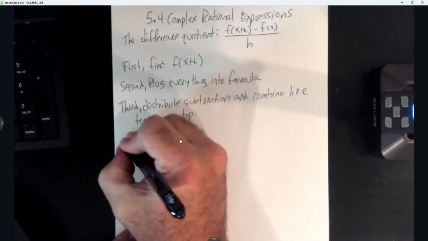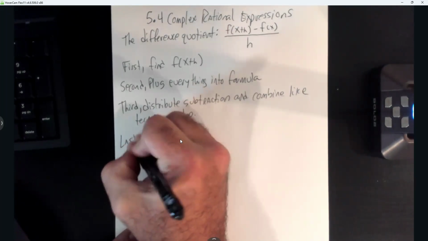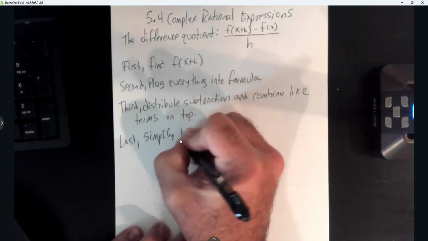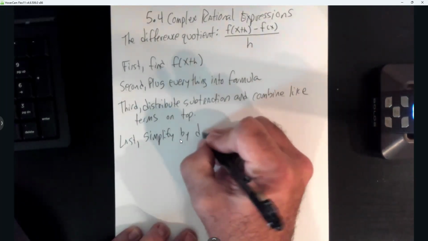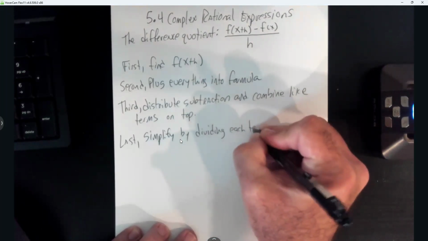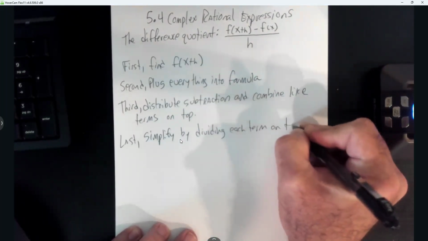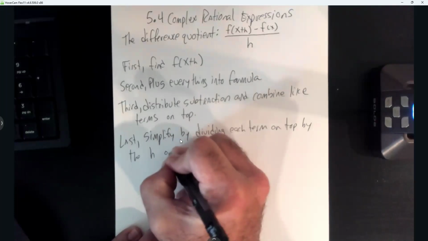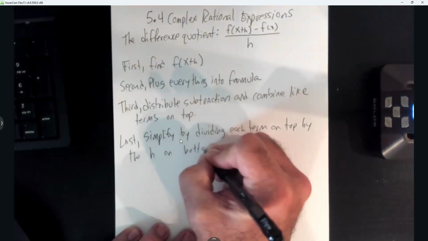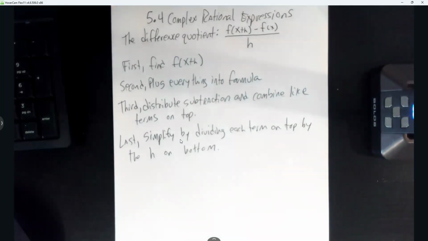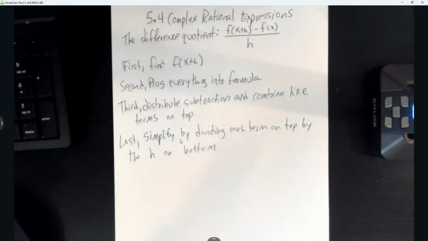And then last, simplify by dividing each term on top by the h on bottom. So every single part on top, I'll take one h away and be in my most simplified form, okay?